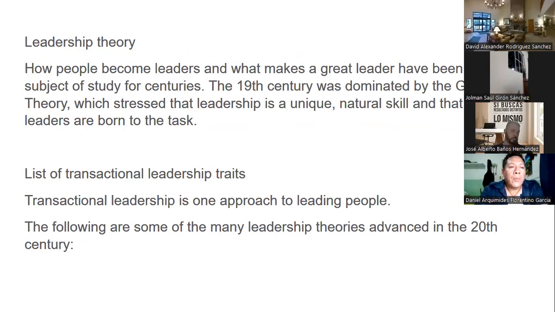Leadership theory. How people become leader and what makes a great leader have been the subject of study for centuries. The 19th century was dominated by the great man theory, which stresses that leadership is a unique, natural skill and that great leaders are born to the task. Transactional leadership is one approach to leading people. The following are some of the many leadership theories advanced in the 20th century. In your own words, what did you understand here?